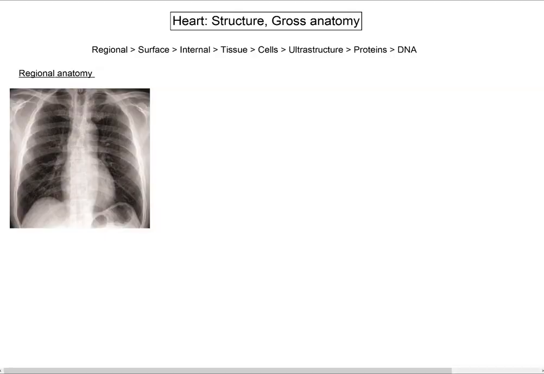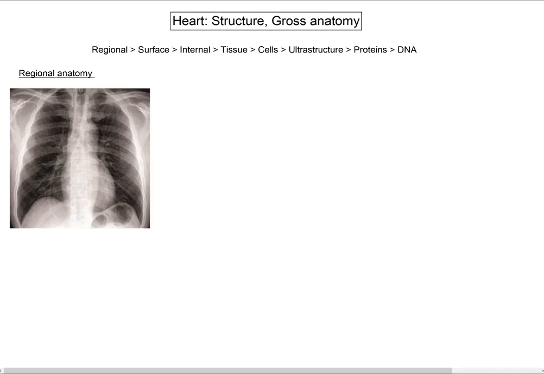Today's topic is the anatomy of the heart, specifically including gross anatomy down to the level of tissue. Now you notice that this is titled structure, and I think that's a better way to think of this than just using the term anatomy, which conjures up memories of dissecting cadavers.